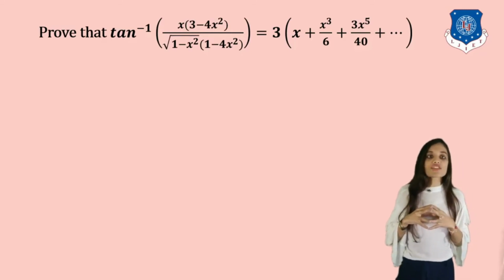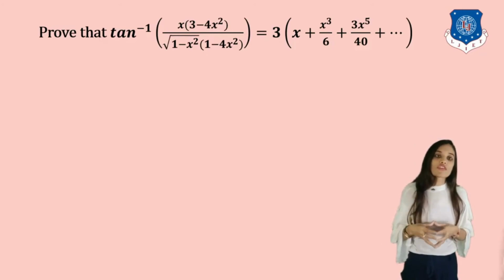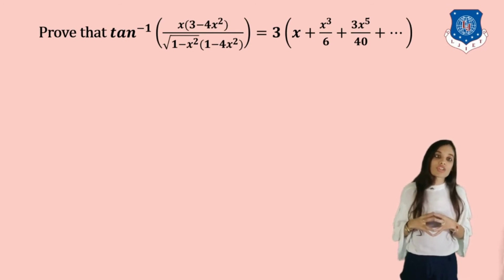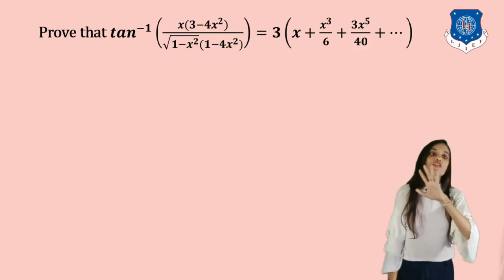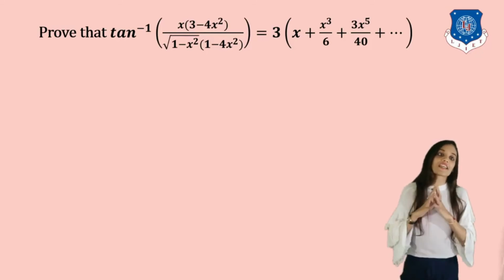Now looking at the question, it is much harder to find the derivatives or find its series expansion. So what we will do is a minor substitution, looking at the RHS of the question. Whenever you see 3 upon 40 in the RHS, always replace theta by sin inverse x.